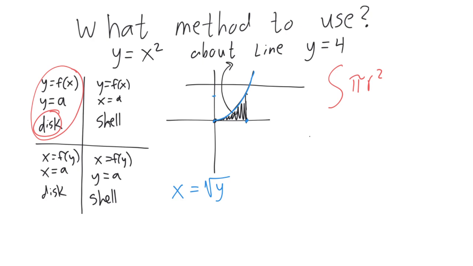And then we could rotate it about this line again. But now we have it solved for x equals some function of y, about the line y equals a. So that's actually this method. We switched. So if you wanted to solve for this equation, you could actually do the shell method.